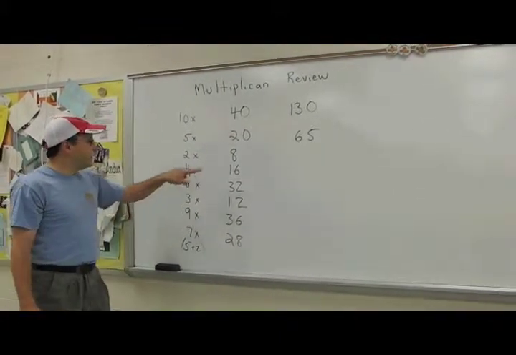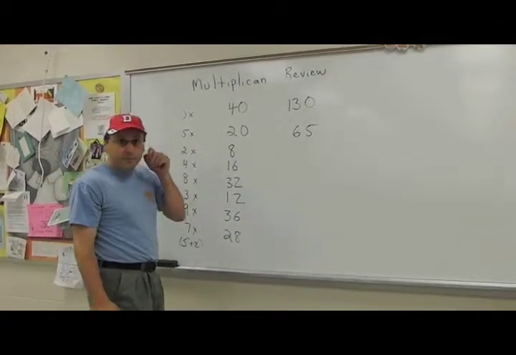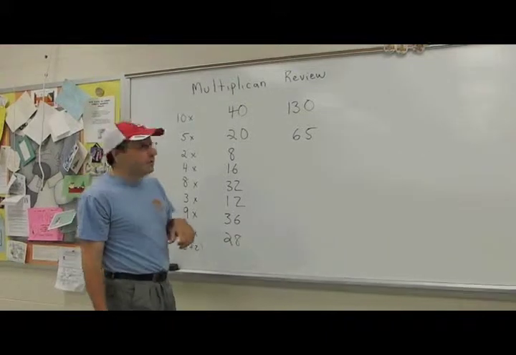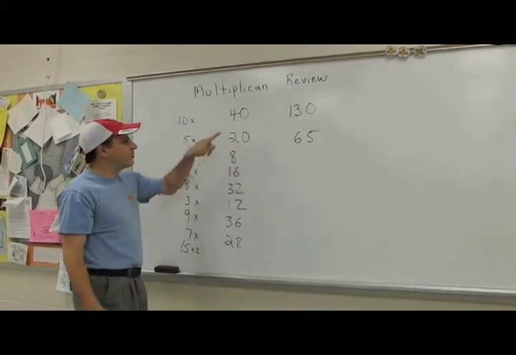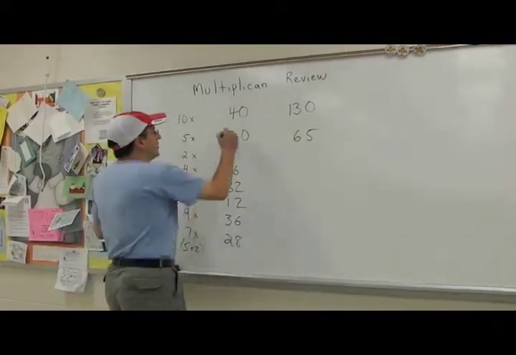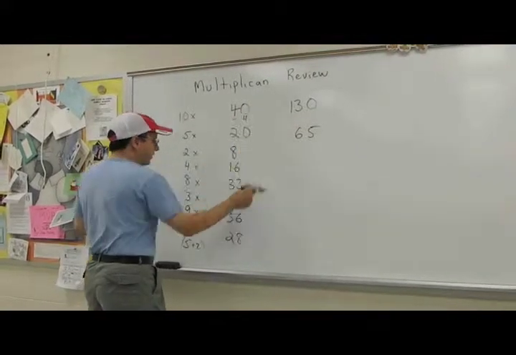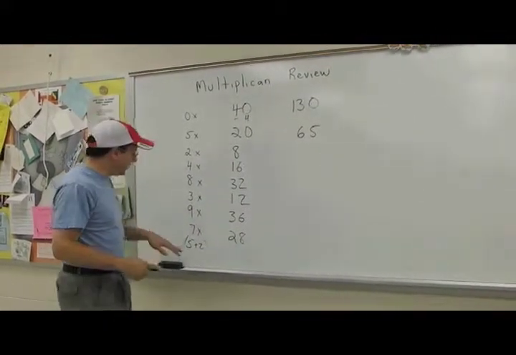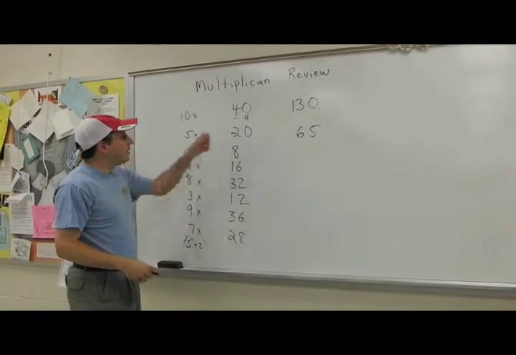3 times table, you double it and then add the number to the answer that you get. 9 times table, you do your 10 times table and then subtract the number from it. So again, that would be like 40 minus 4, which gives you 36. And finally, your 7 times table, which is like 5 plus 2 times your number.